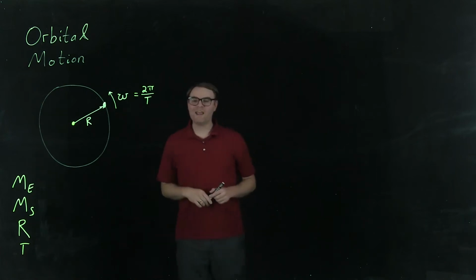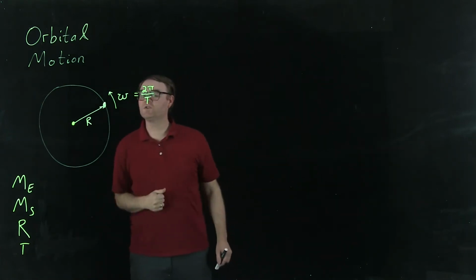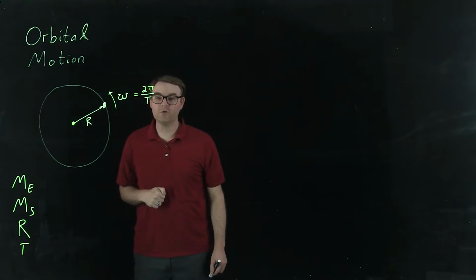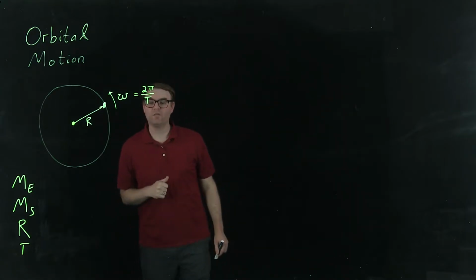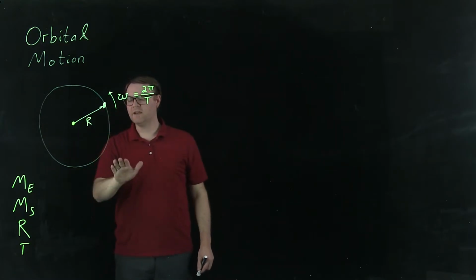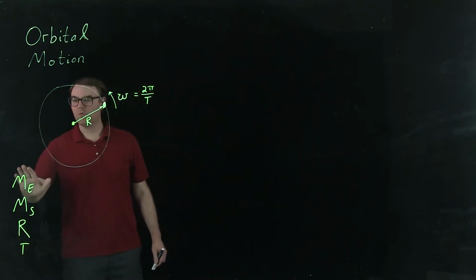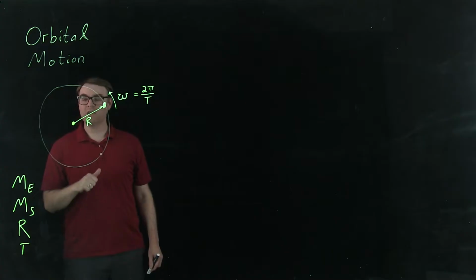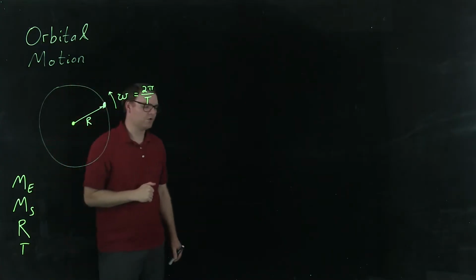Welcome everybody. Today we're going to do an application of circular motion called orbital motion. Now the example that you have already been thinking about is for the Earth going around the sun. These are some quantities that I might find useful here. I'll let you look those up on your own.